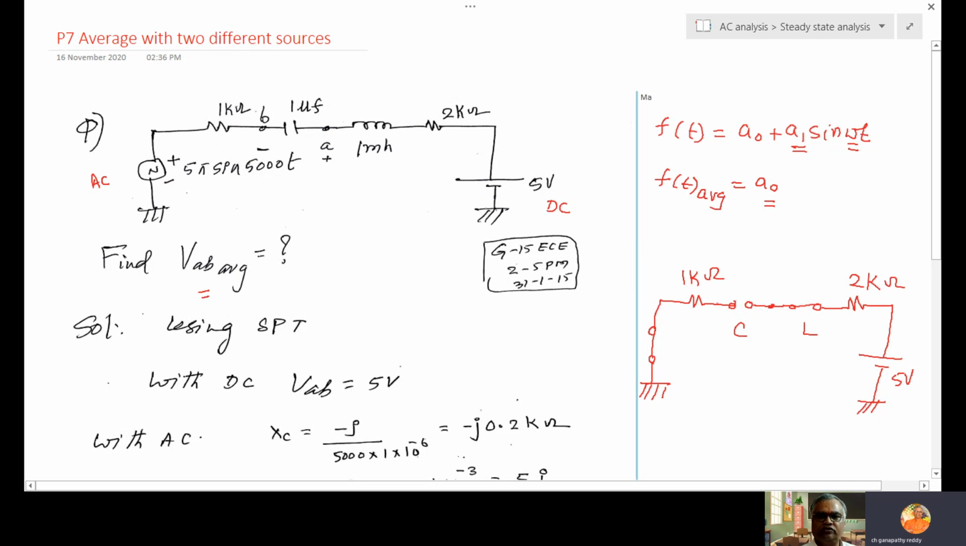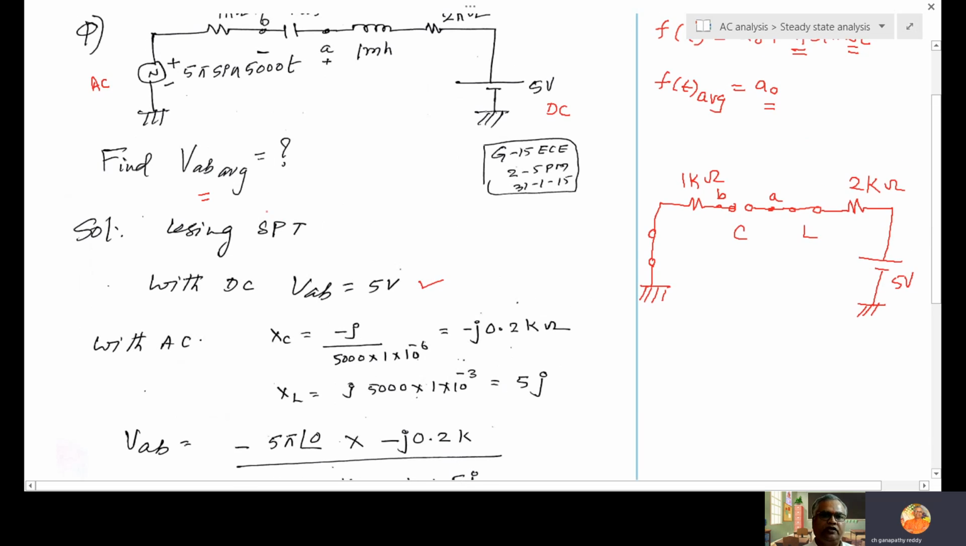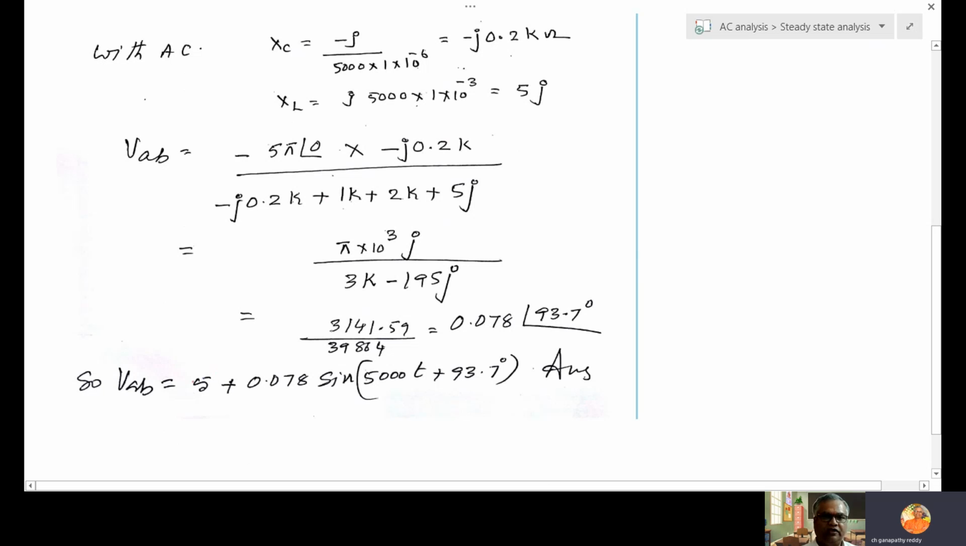So what is the voltage across this capacitor? What is VAB? The capacitor charges to a voltage of 5 volts only in the steady state. So VAB is equal to 5. So with DC, VAB is 5. And what is VAB average? 5 only. So VAB average is the question. If he is asking VAB, DC plus AC, both you have to find. So VAB answer is given, but the question is only the average. Na? So that is equal to 5.